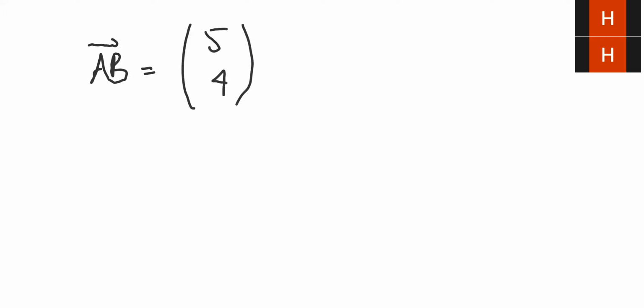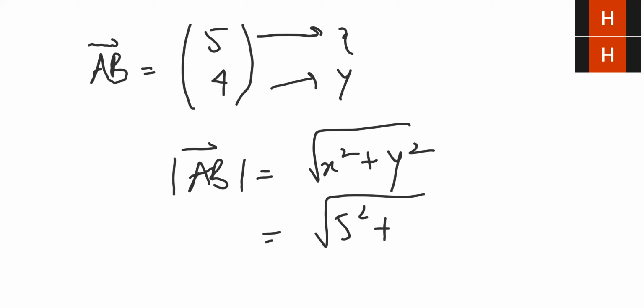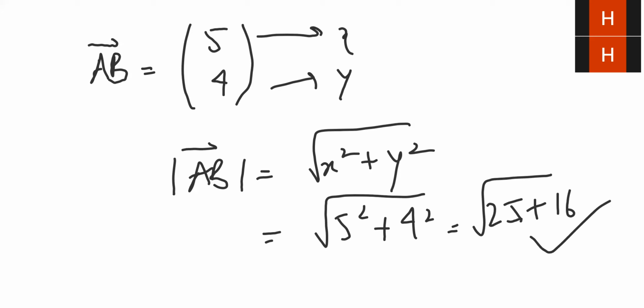To find the magnitude of the direction vector, we know that our direction vector AB had coordinates, which we found out to be 5 and 4. So the formula for the magnitude of any vector is the square root of x squared plus y squared, and these are our x and y coordinates, which we already know. So we'll put in the coordinates and get 5 squared plus 4 squared, which gives us the square root of 25 plus 16. Solving this, we'll get the magnitude of the direction vector.